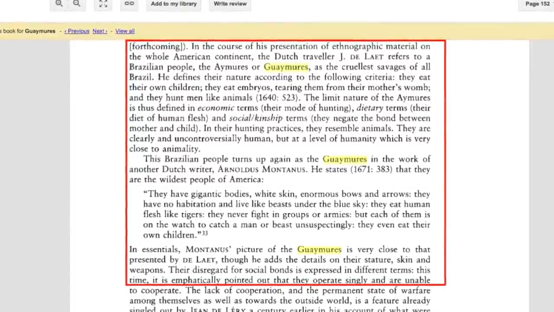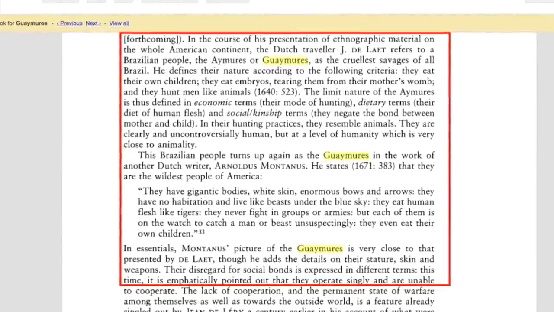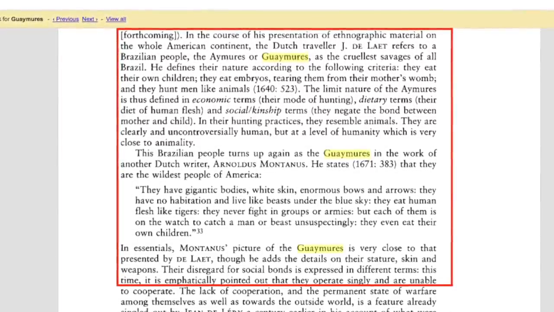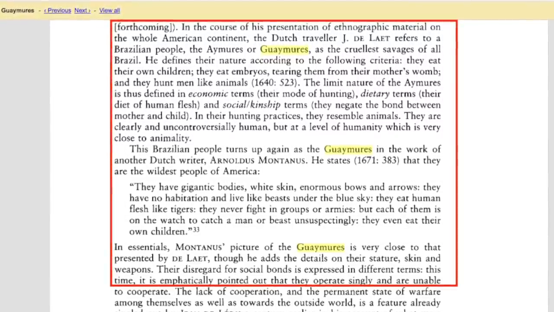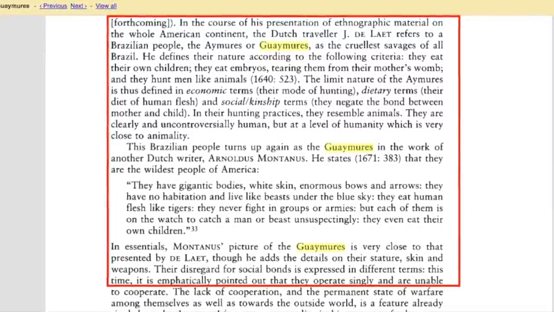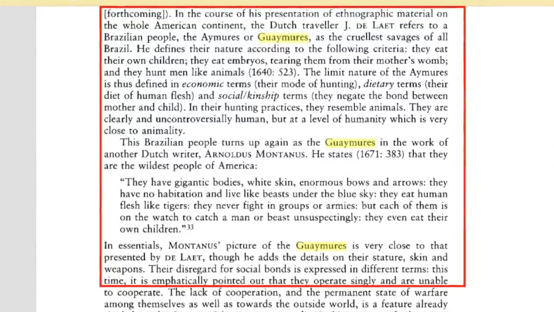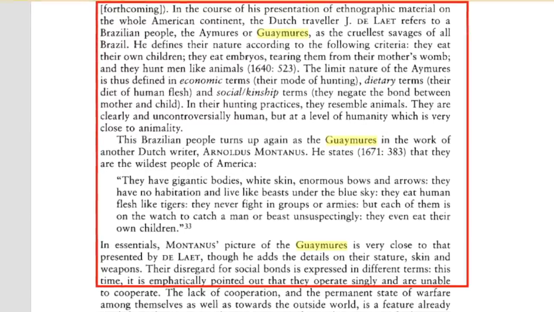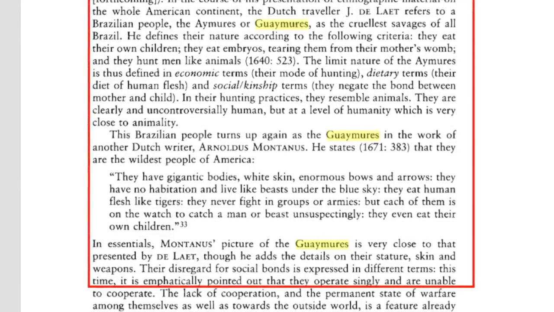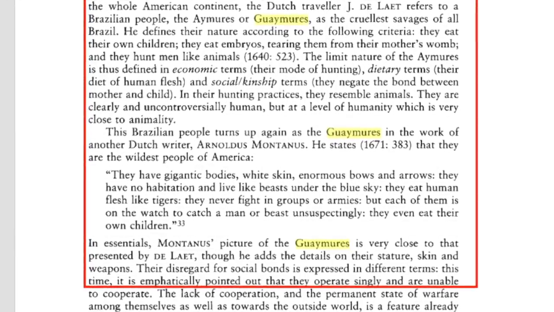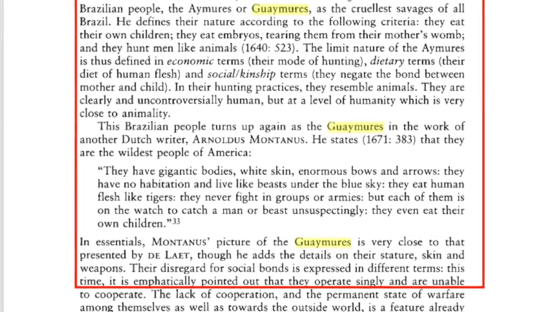In essentials, Montanus's picture of the Gayamures is very close to that presented by de Layet, though he adds the details on their stature, skin, and weapons. Their disregard for social bonds is expressed in different terms. This time, it is emphatically pointed out that they operate singly and are unable to cooperate. The lack of cooperation and the permanent state of warfare among themselves as well as toward the outside world is a feature already singled out by Jean Delisle a century earlier.